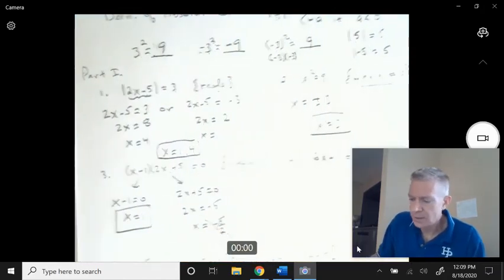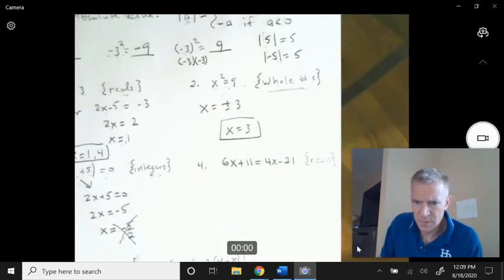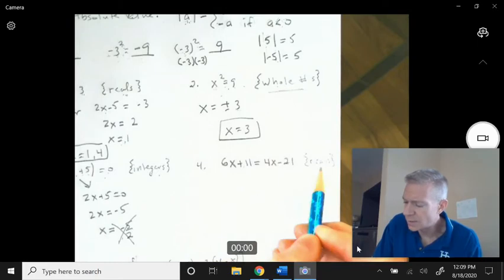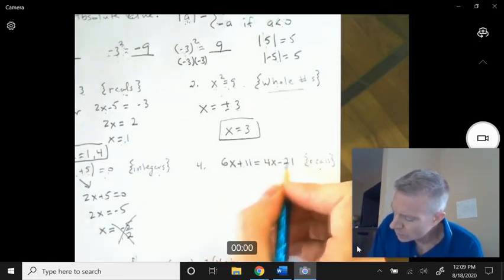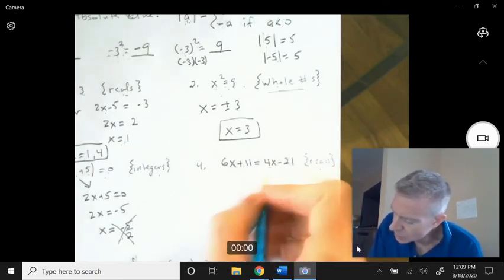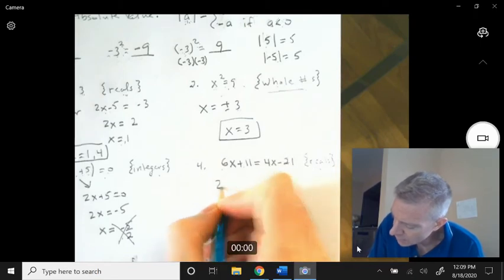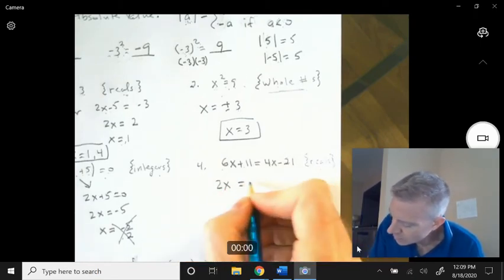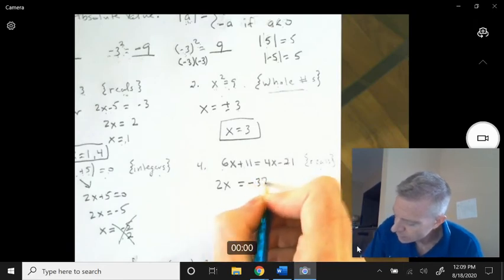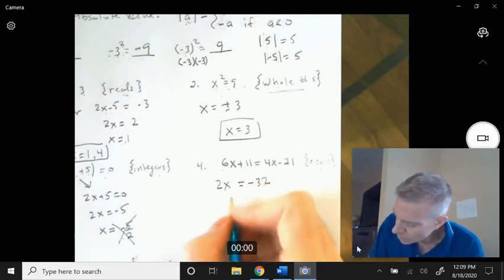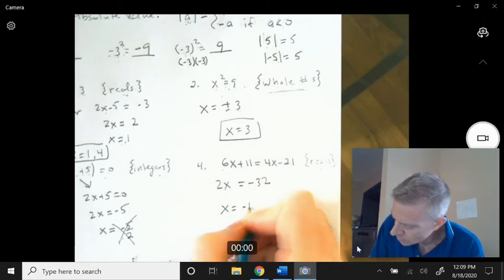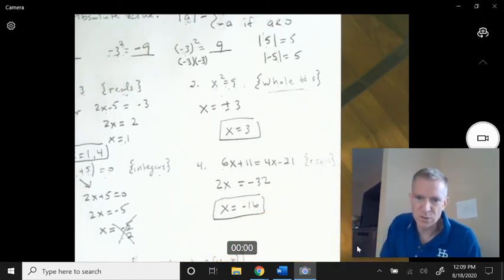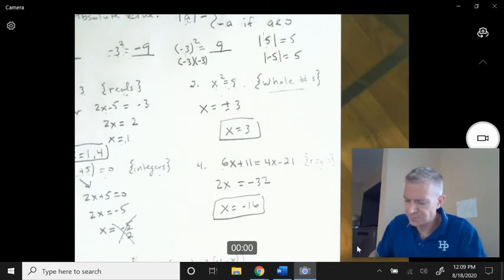Next problem. We've got 6x + 11 = 4x - 21 in the set of real numbers. We have to get all the x's to the same side, so I'm going to subtract 4x from both sides. I'm going to subtract the 11 from both sides. Divide both sides by 2. And that is in the set of real numbers, so that's our solution.